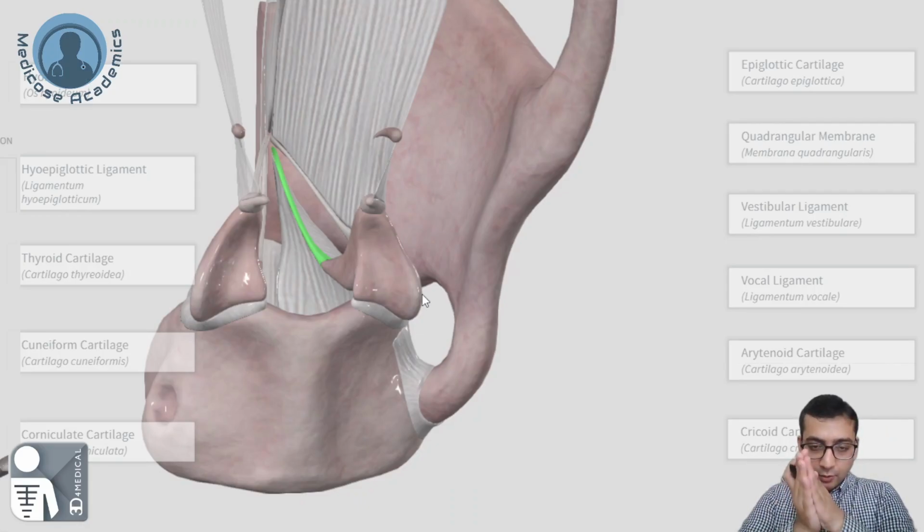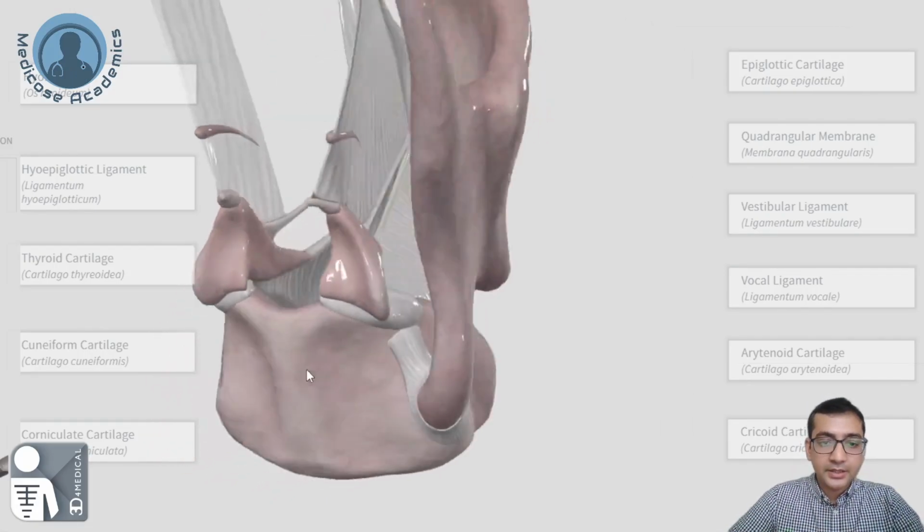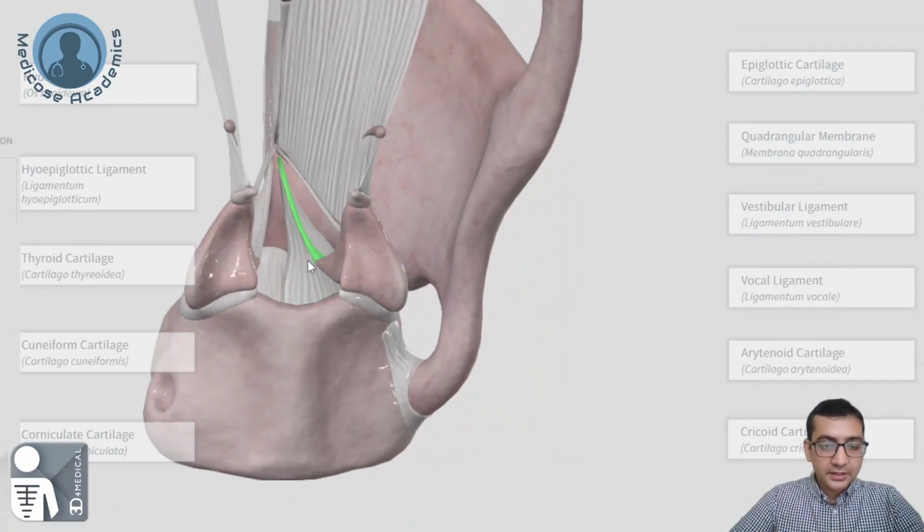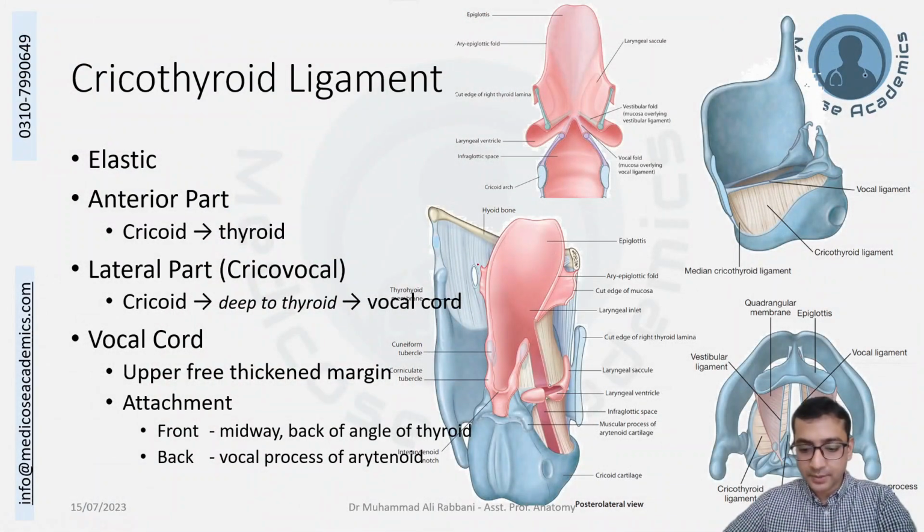So the lateral cricothyroid is better known as cricovocal membrane. It is running between the cricoid cartilage here and the vocal ligaments right here. So it has two parts. We are back to this part. The anterior part is running from the cricoid to thyroid, the one we saw here, the median cricothyroid part, and the lateral part is going from the cricoid deep to the thyroid, to the vocal cord. So it is known as cricovocal ligament.